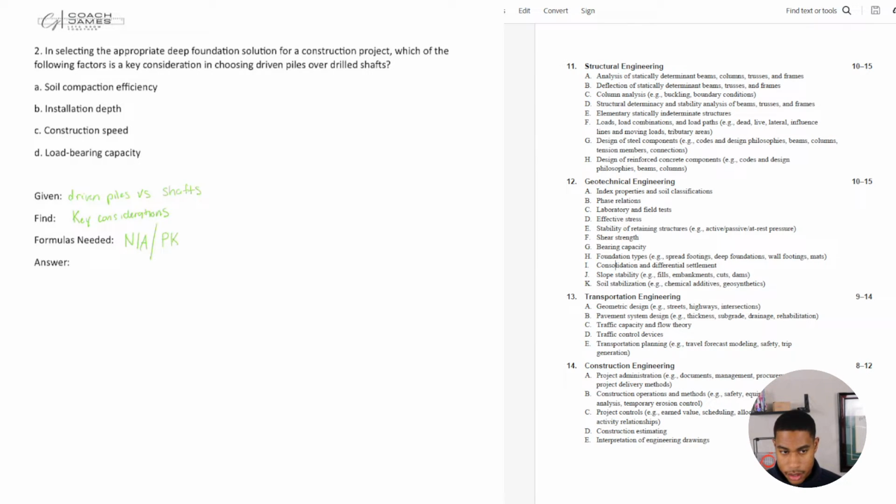Okay, so based on that information, why would we choose a driven pile over a drilled shaft? Well, when we listed those things, A says soil compaction efficiency. No, neither of those deal with that.